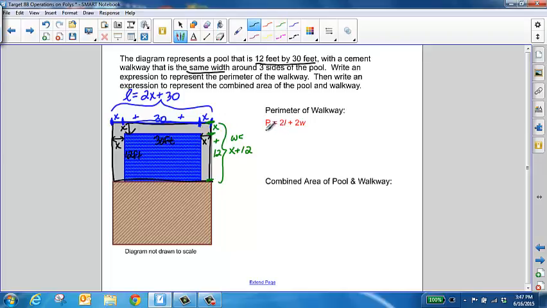Now when we come to substitute in to actually write in an expression for the perimeter of the walkway, perimeter is normally 2 times length plus 2 times width. If we look at our diagram, the walkway is just on the top portion of that pool. There's no walkway down here. So we're actually going to eliminate the 2. We don't have 2 lengths, we just have 1 across the top. So in for L, we're going to substitute 2x plus 30. And then in for W, we're going to substitute in that x plus 12.